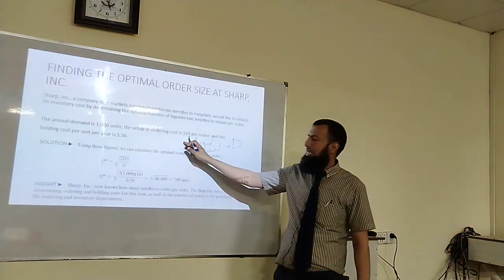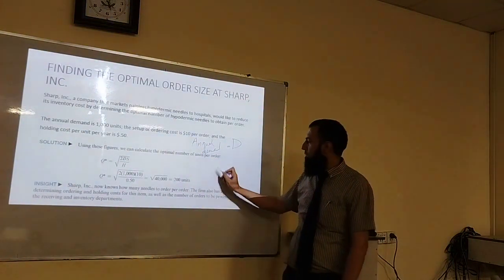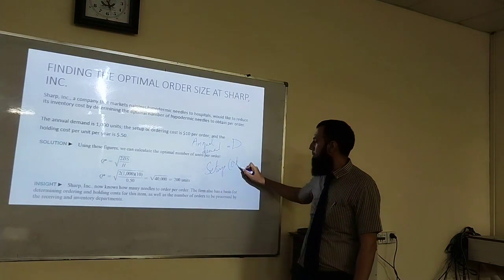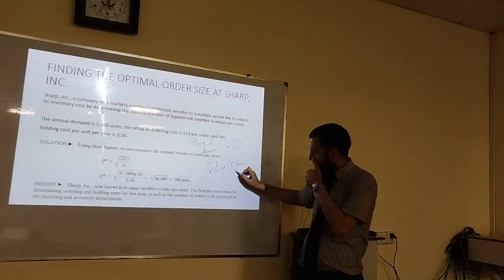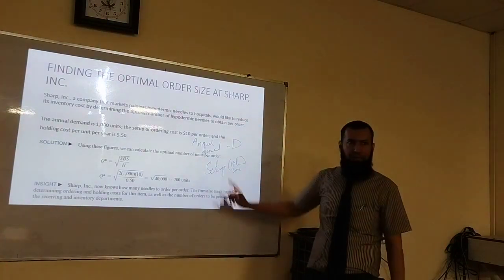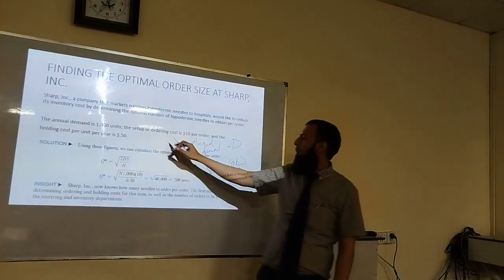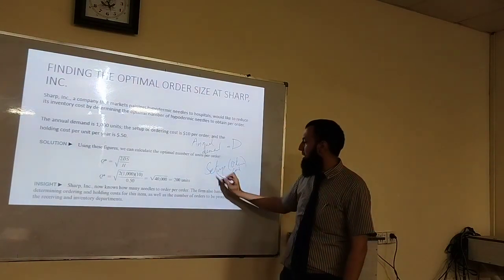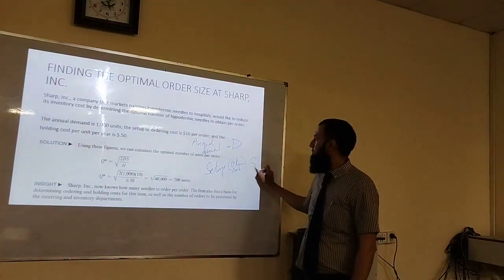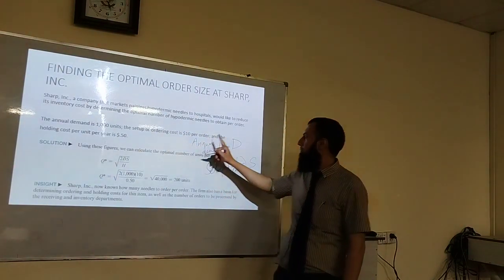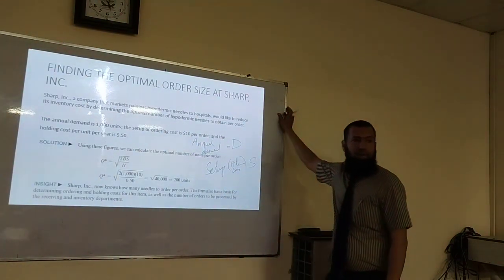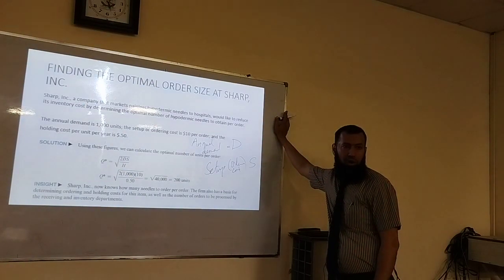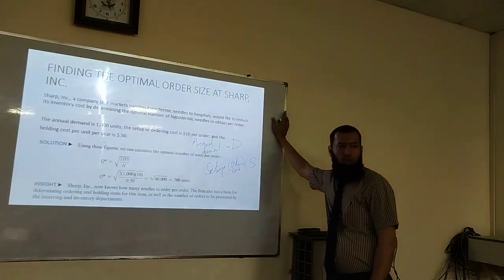Setup or ordering cost is 10. Setup and ordering cost are the same, so you can mention anyone. So ordering cost is 10, or in the formula you take it as S. S is 10 per order, and the holding cost per unit per year is $0.5. Now solve this problem.